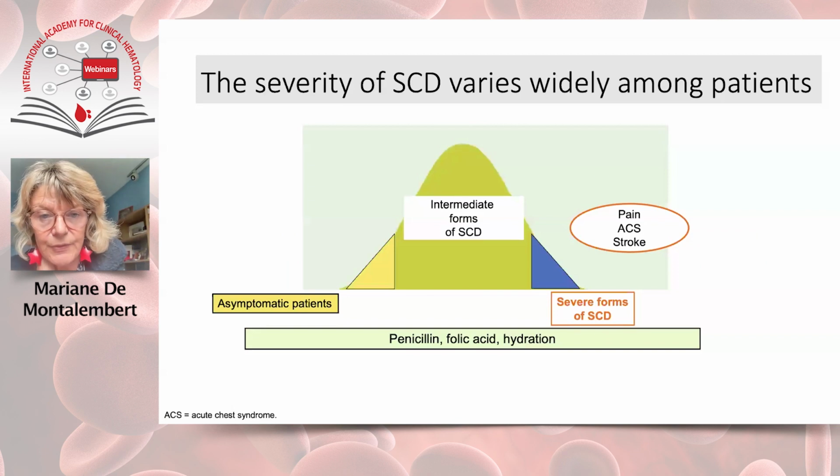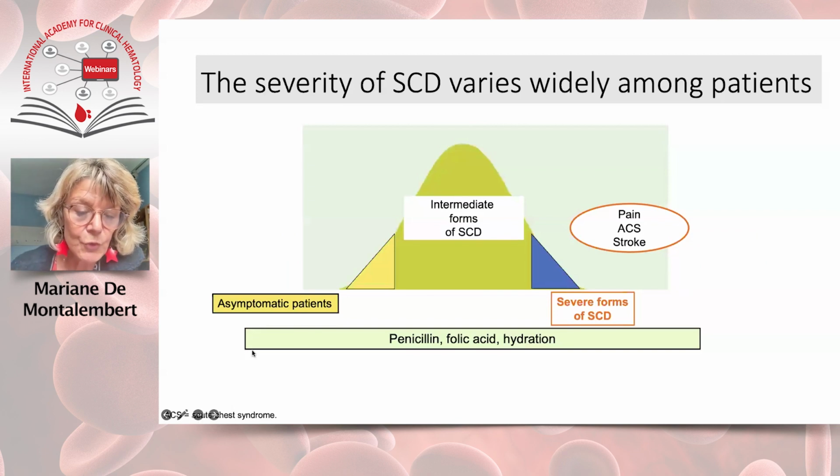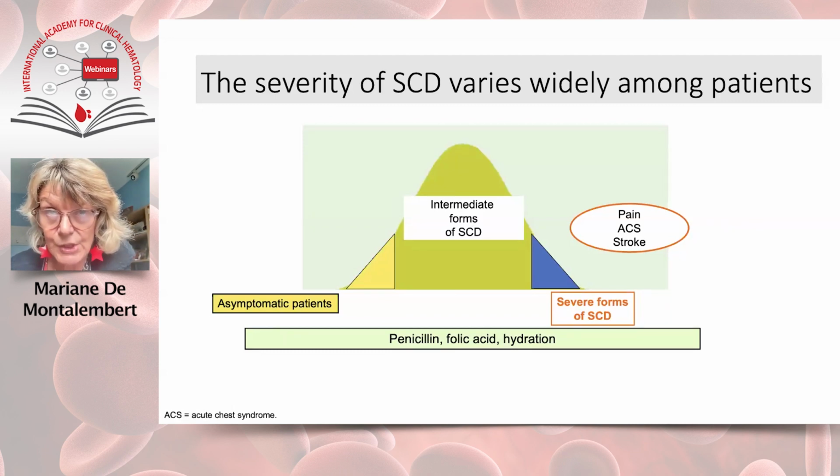The severity of the disease varies widely according to patients. There are few asymptomatic patients. Most patients have intermediate forms. In my country, the median of hospitalization is 1 vaso-occlusive crisis per year for a child.